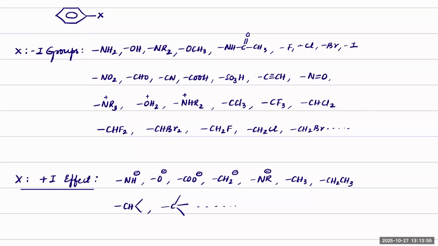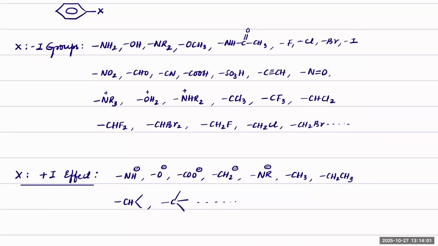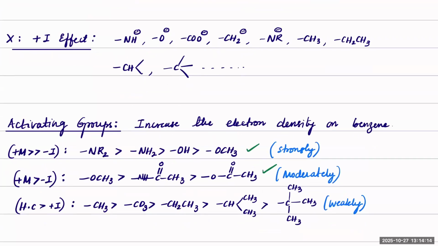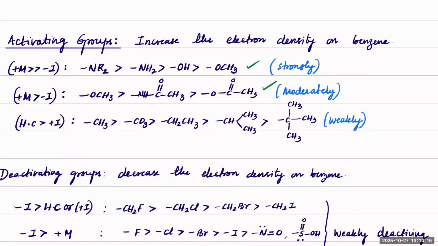This clear? These are all the minus I groups. Next, we have plus I groups. Plus I usually have minus charge on them, or else they'll be simple alkyl groups like this. These are all plus I groups. And next, activating groups. Groups which increase the electron density on benzene are called activating groups.